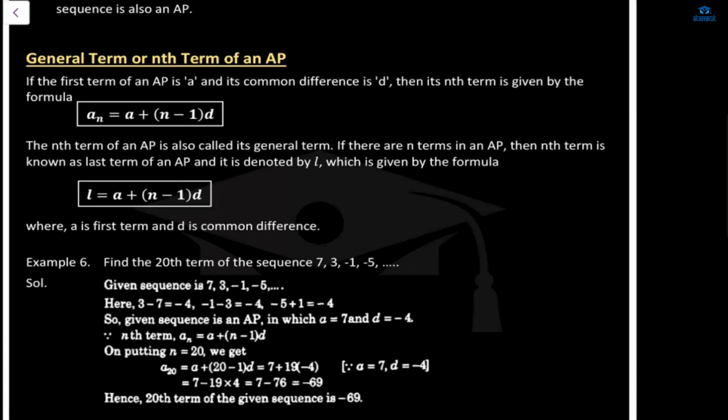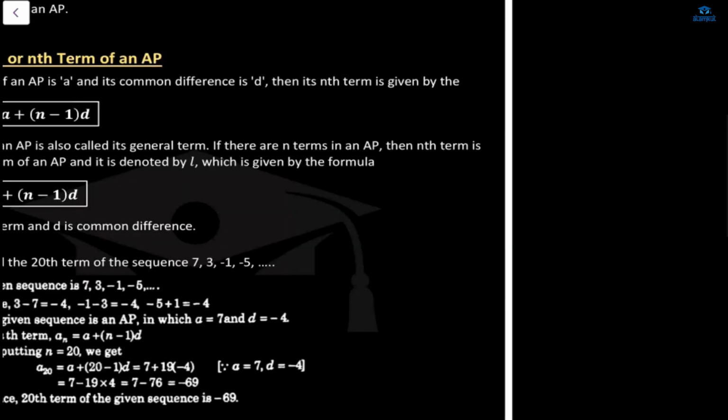You already have the A. There is a formula to find any term, the nth term of an AP. The nth term of an AP, AN, is equal to A plus (n minus 1) D. This is the same thing.